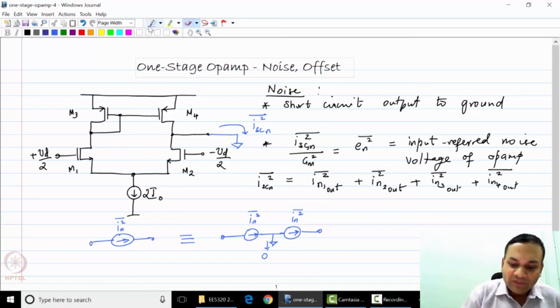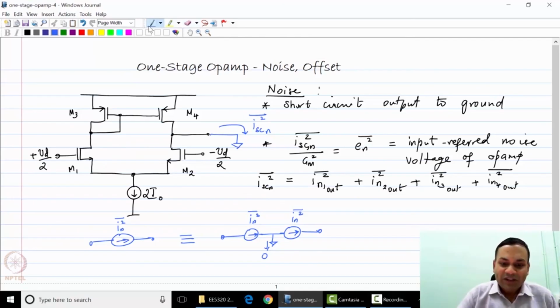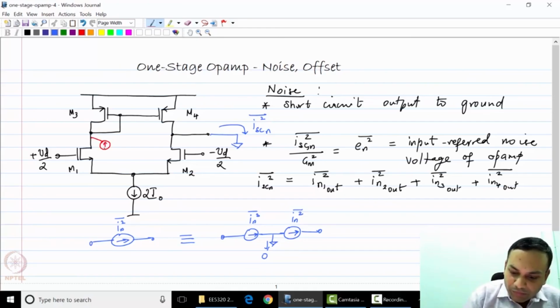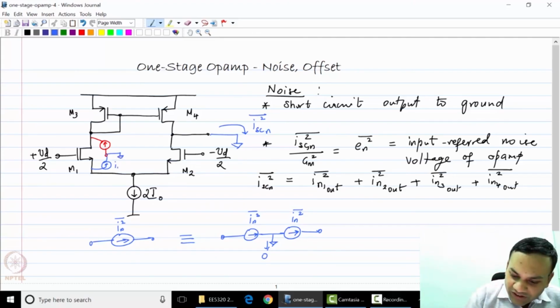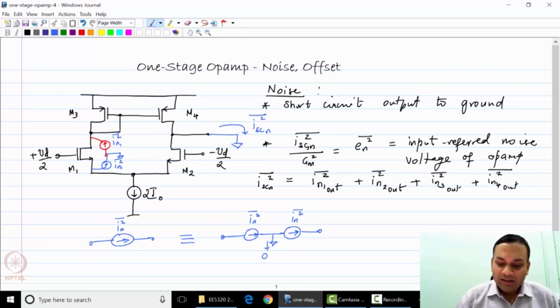So I'm going to take this and split it into 2 current sources. I'm going to use 2 different colors. For the top one, I'm going to use red, and for the bottom one, I'm going to use blue, and this center point is grounded. And so both of these are equal to IN1 squared. Now again, the corresponding currents in the circuit I am going to replace by the corresponding colors.